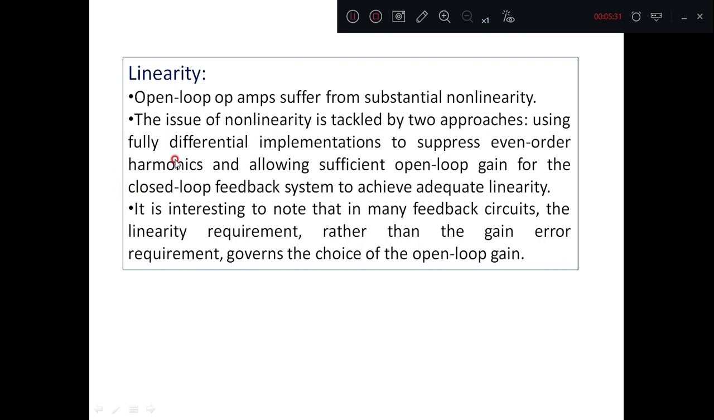Linearity. Open loop op-amps suffer from substantial non-linearity. The issue of the non-linearity is tackled by two approaches: using fully differential implementations to suppress even order harmonics and allowing sufficient open loop gain for the closed loop feedback system to achieve adequate linearity. It is interesting to note that in many feedback circuits, the linearity requirement rather than the gain error requirement governs the choice of the open loop gain.